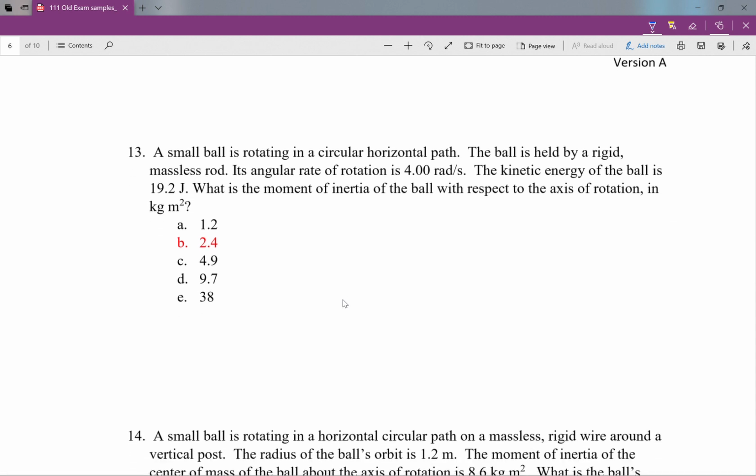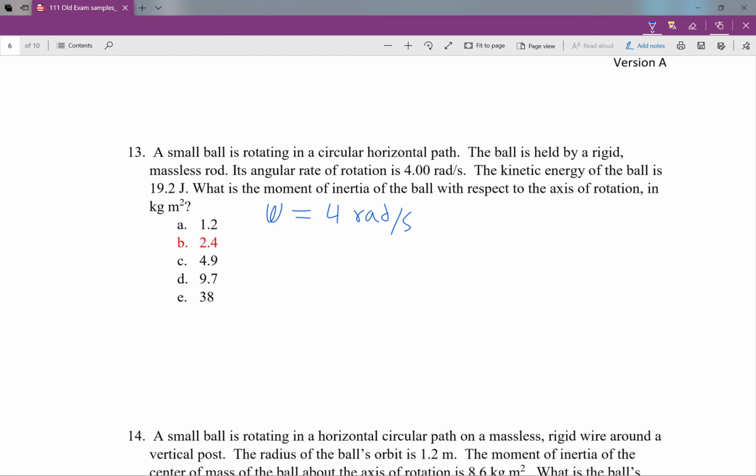A small ball is rotating in a circular horizontal path. The ball is held by a rigid massless rod. Its angular rate of rotation is 4 radians per second, so that means that the angular velocity omega is 4 radians per second. The kinetic energy of the ball is 19.2 joules. So what is the moment of inertia of the ball with respect to the axis of rotation?